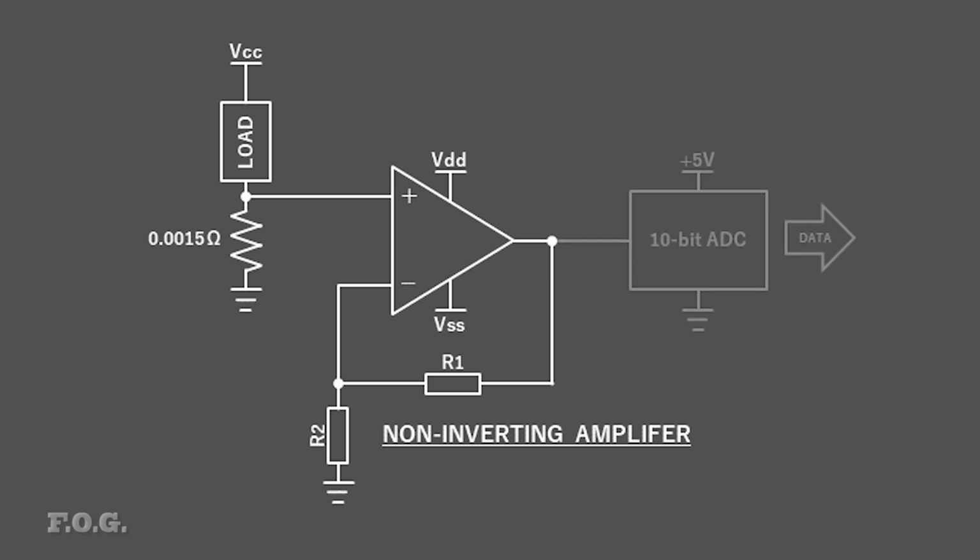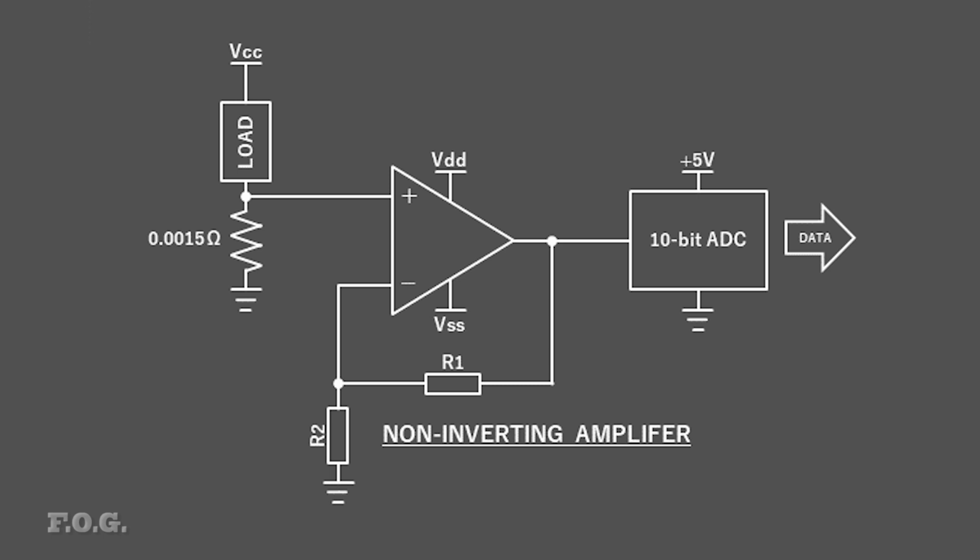Then we can use an ADC to sample that value. In this case, I'm showing a 10-bit ADC, something like you would find inside an old Arduino Uno. We also need to set the gain of our amplifier so that the full scale range of our shunt is matched with the full scale range of our ADC.